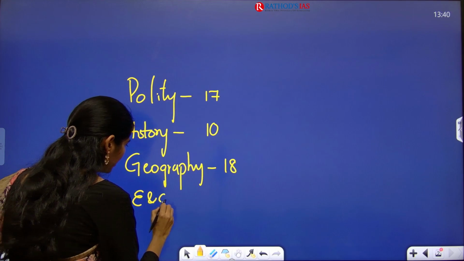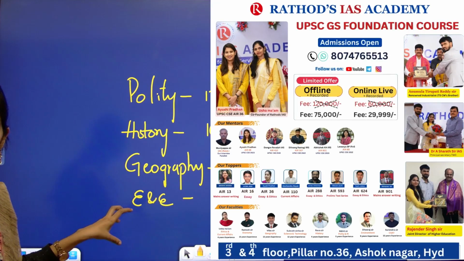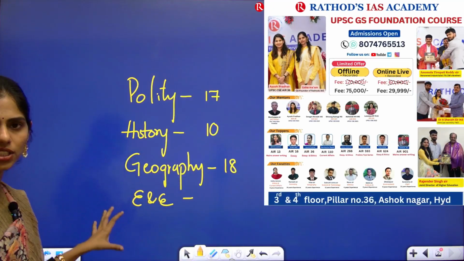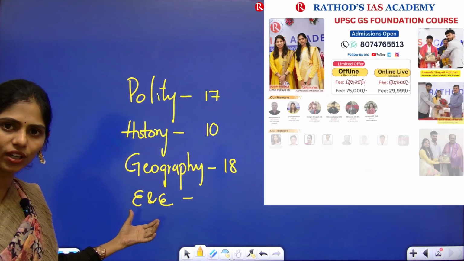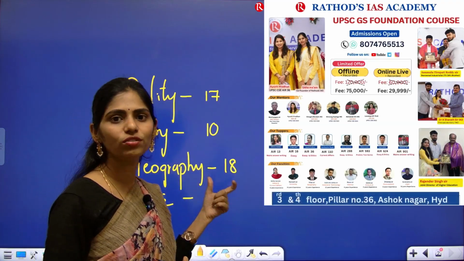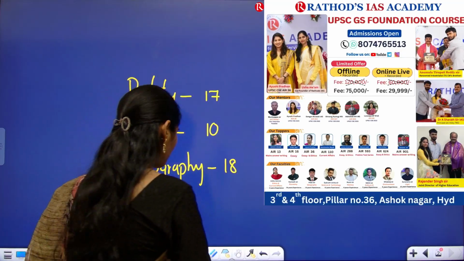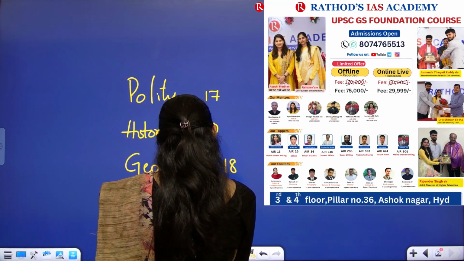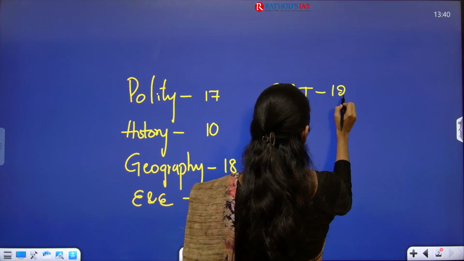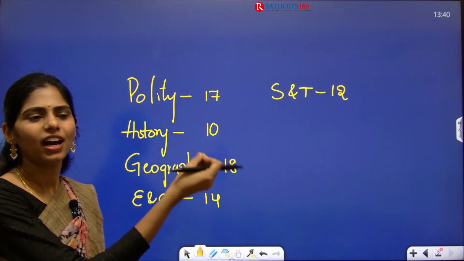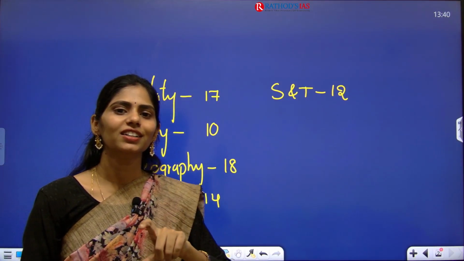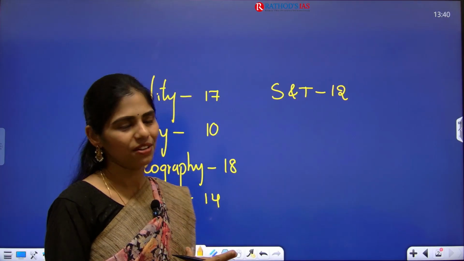And from environment and ecology, there are also a good number of questions. Here the questions are of moderate level. Not every question from environment and ecology is easy, but from geography most of the questions are easy. If you have basic reading of NCERTs, you can do most of the geography questions this year. From environment and ecology, you got around 14 questions. Next, from science and technology, you got around 12 questions. They are from recent advancements.